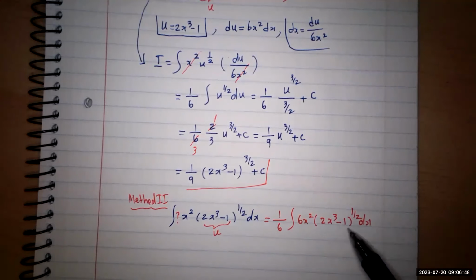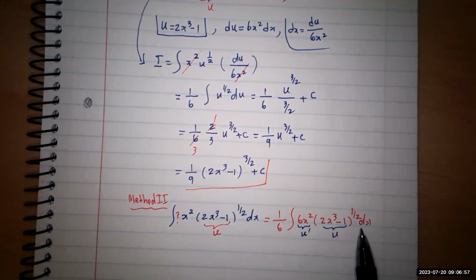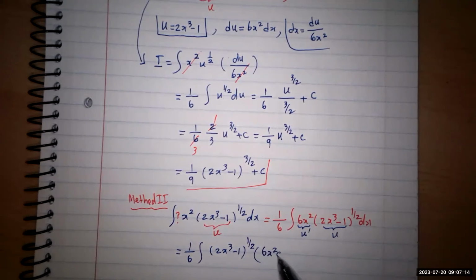Now we have the pairing. This is u, this is u prime. So pair the u prime and the dx together to create du. So you have to rewrite it, switch it. That gives you 2x cubed minus 1 to the 1/2 times it by what? Times it by 6x squared dx. You see, if you call this one u, this is exactly du.